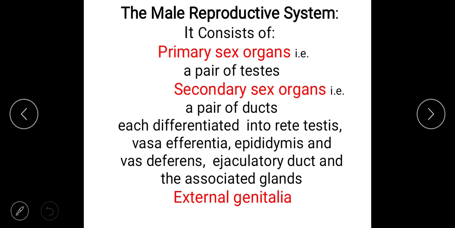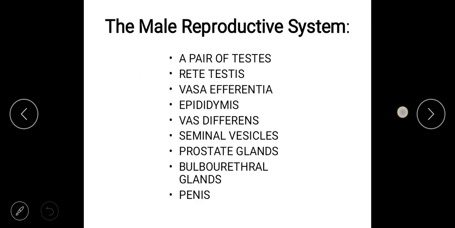Human male reproductive system consists of primary sex organs, secondary sex organs, as well as the external genitalia. The main organ is a pair of testes. Then the secondary sex organs involve the ducts as well as the glands. Then finally the external genitalia. Here you can see in sequence the parts of the male reproductive system: a pair of testes, then the rete testis, vasa efferentia, epididymis, vas deferens, seminal vesicles, prostate gland, bulbourethral gland. These are also called the Cowper's glands, and finally the penis.